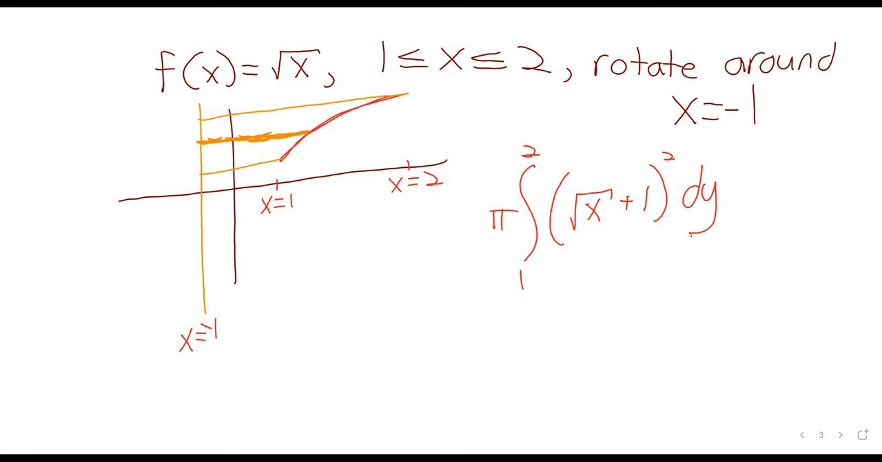I mean, this dy is significant. This dy is telling us what our variable is. And everything else has to be in relation to dy. So these limits of integration have to be values of y, and they're not. This is x equals 1, x equals 2. So the limits of integration I have written are wrong. Likewise, what we have here are functions. We need our variable to be y, not x. So what we have written there is wrong, and we need to rethink this a little.